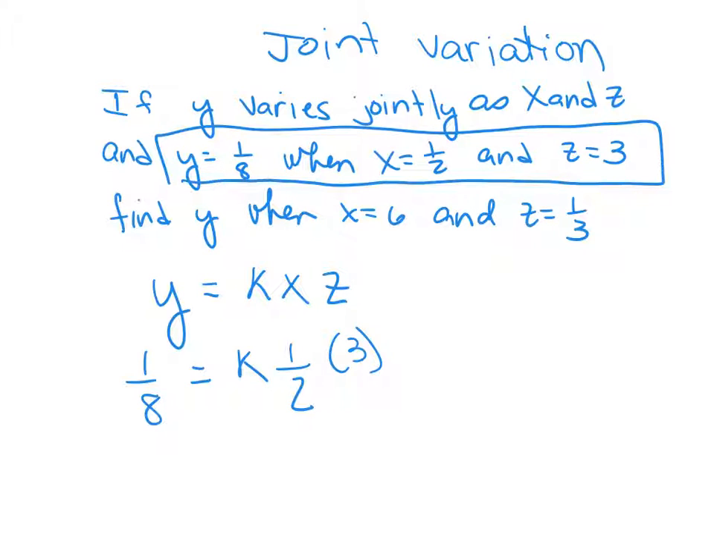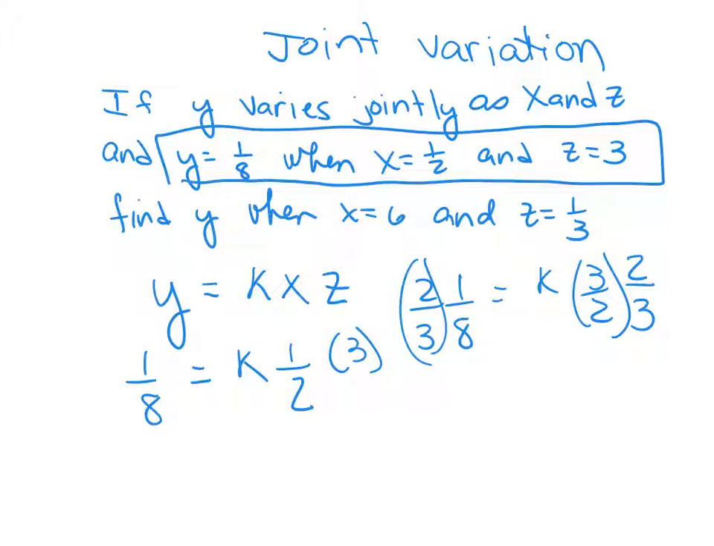Okay? And it's just numbers, but they're ugly numbers, but it's just numbers. So when I multiply 1/2 and 3, I get 3/2. So 1/8 equals k times 3/2. And in order to get rid of that 3/2, what do I do? I multiply it by 2/3. And that's going to be 1/12 equals k.